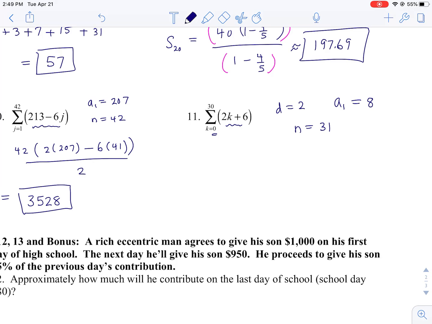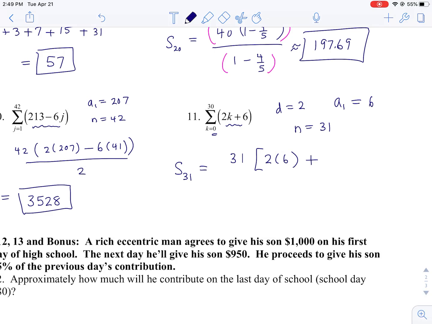So let's see if we can get this right, right? The sum of your first 31 terms is what? The number of terms, which is 31. And then what am I going to do? I'm going to double the first term, which is 8. Actually, what am I talking about? The first term is 6. Guys, I apologize. If you plug in 0 for the first term, it's 6, right?